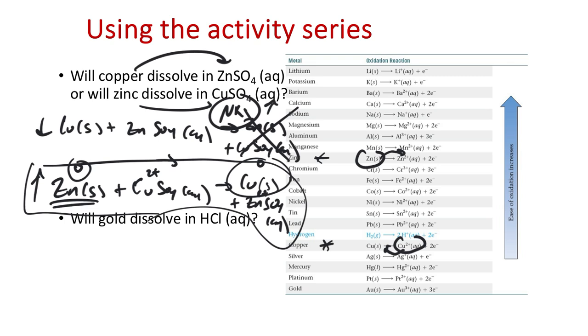So we can use the activity series to predict when oxidation reduction reactions take place. It's for the metals that are more reactive, reacting with the solutions of the cations below them on the chart. We'll see some more examples of this into Wednesday's lecture. We'll move into the molarity unit, concentration unit as well.